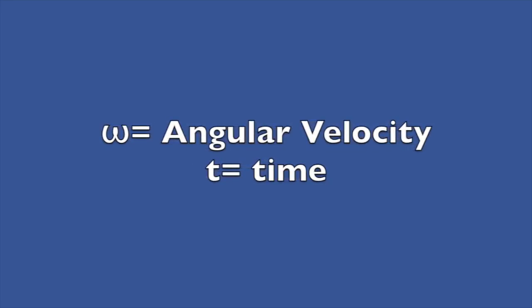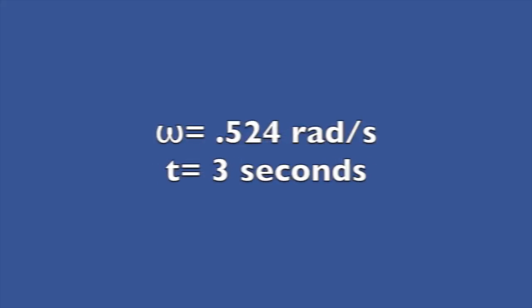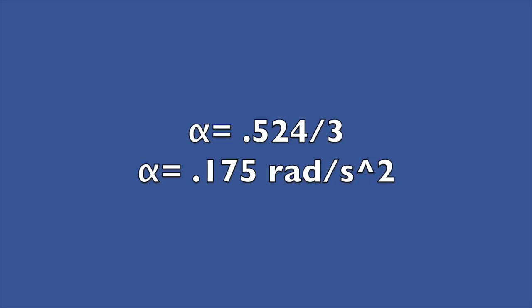Omega is equal to angular velocity, and t is equal to time. In our experiment, the change in angular velocity is equal to 0.524, and the time is equal to 3 seconds. And the angular acceleration is 0.15 radians per second squared.